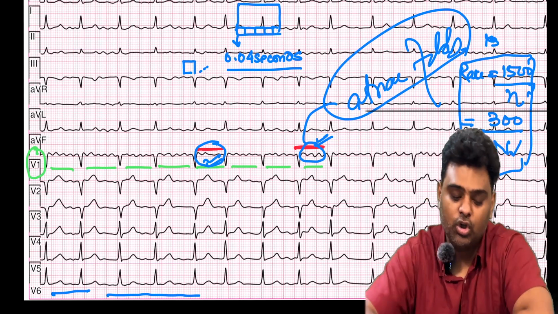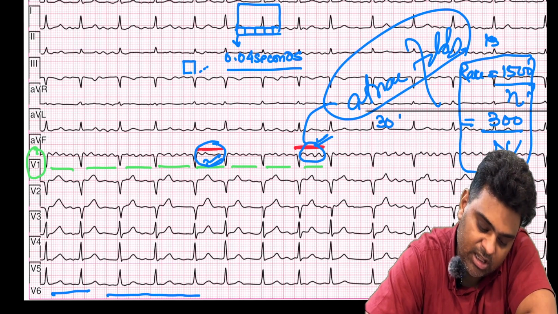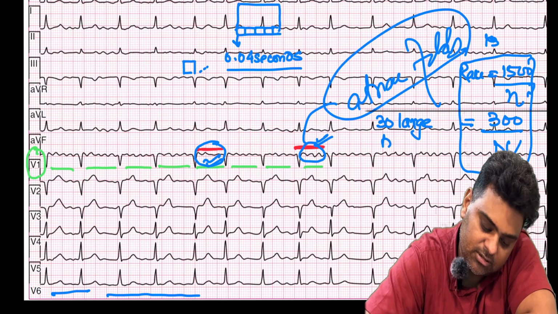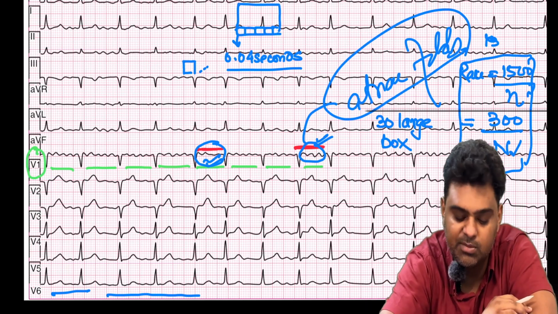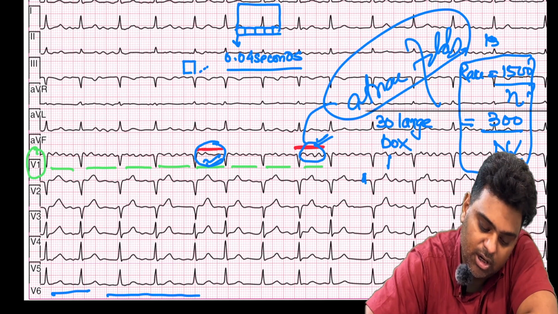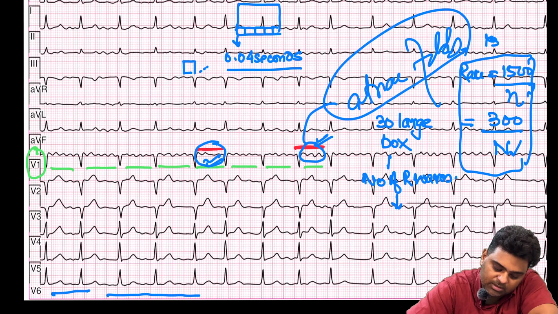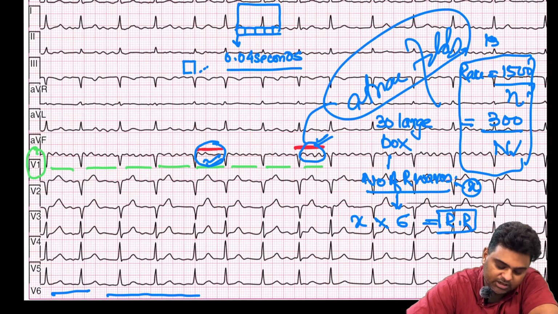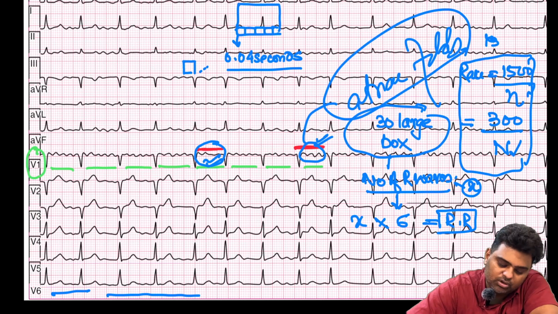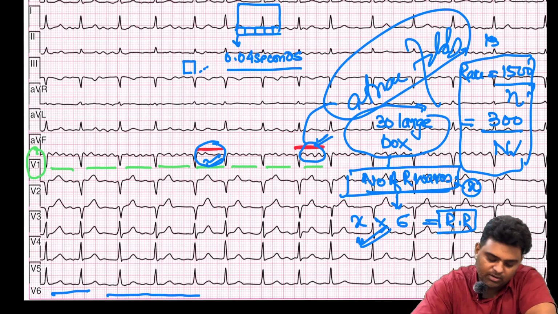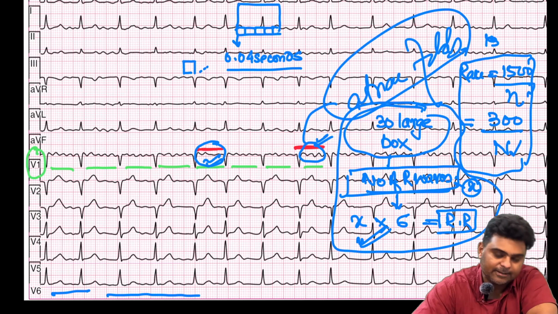There, what do you have to do? If the rhythm is irregular, you have to take 30 large boxes. You have to calculate the number of R waves, for example, if the number of R waves comes to be X, then you have to multiply that by 10, and this will give you the rate. So in case of irregular rhythm, you take 30 large boxes, calculate the number of R waves in those large boxes and multiply it. Now you have to understand the basics of this thing.